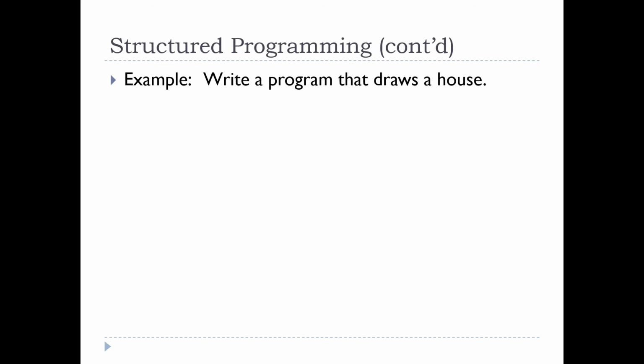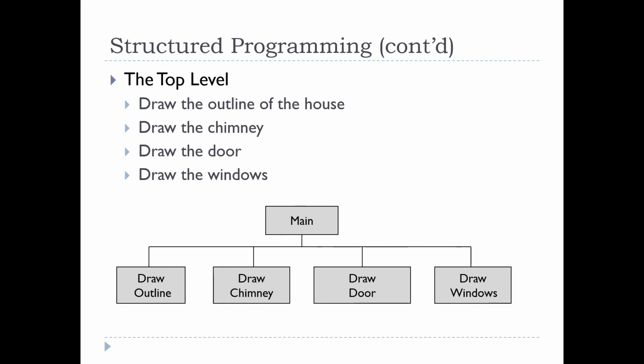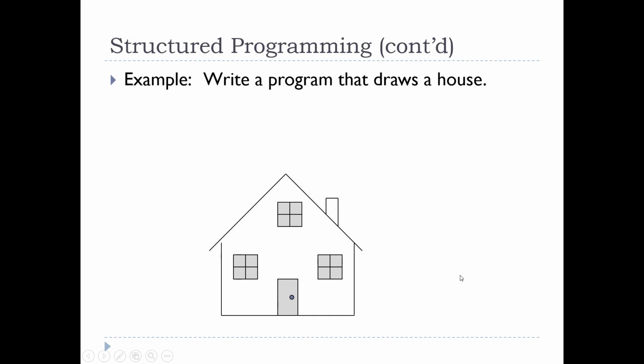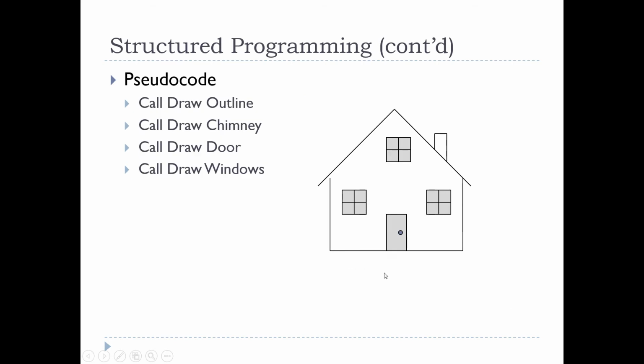For example, if you want to write a program to draw a house, so you have a house like that. What you do is, if you map it down to this chart, the main program, you draw the outline first. Next you might draw the chimney, draw the door, and then draw the windows, right, to get that. And if you look at this, it's pretty broad. You can break it down further, right?